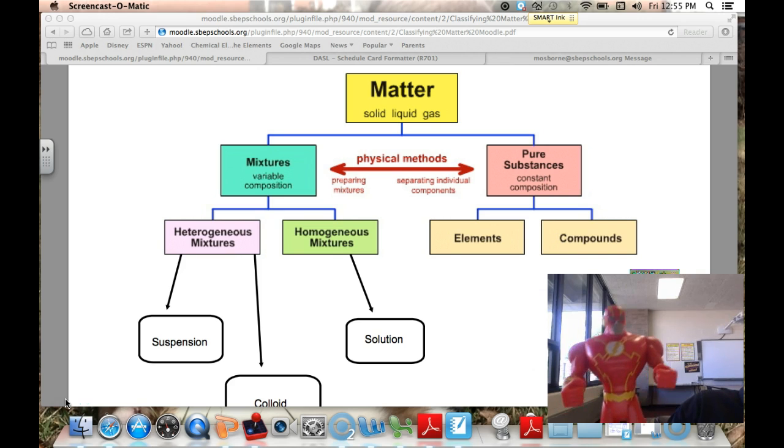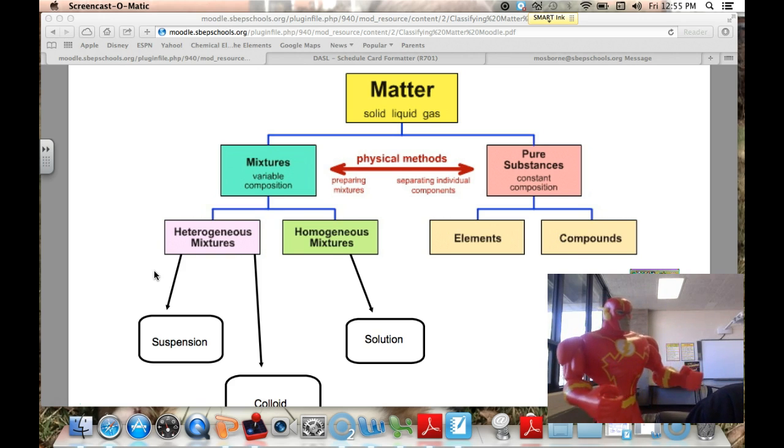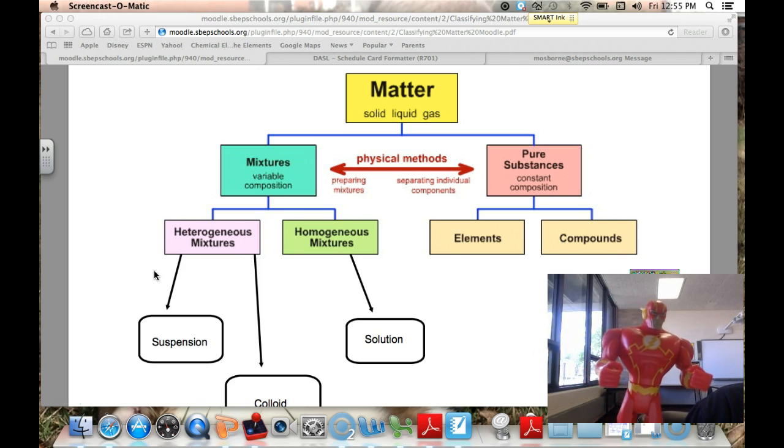Here's the big thing you need to know about classifying matter. Basically, matter is either going to be a pure substance or a mixture. If you are a pure substance, it's the same thing throughout the whole part. So, for example, water is all water. Gold is all gold. So for a pure substance, it's going to be the exact same thing throughout the whole product or whatever it is.